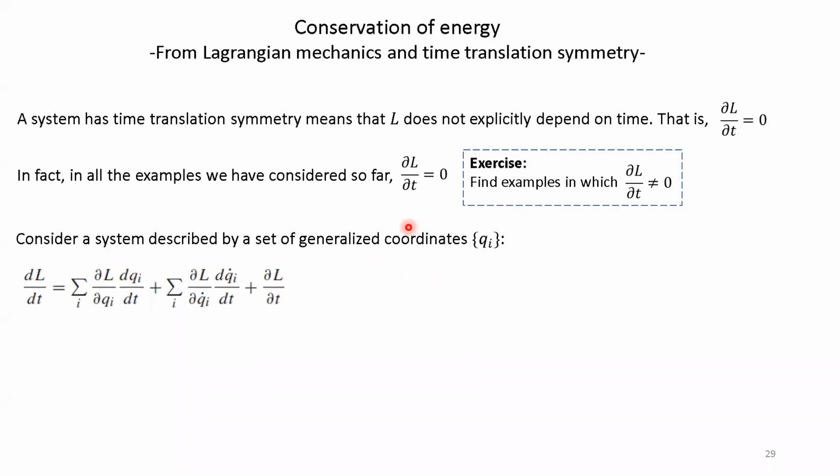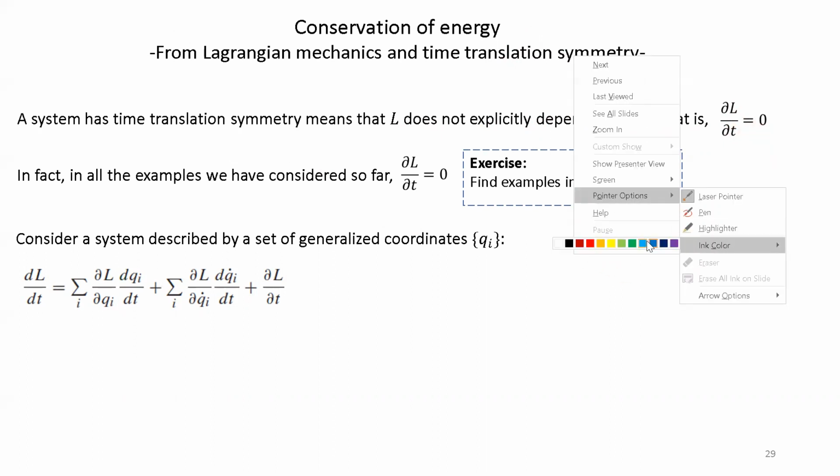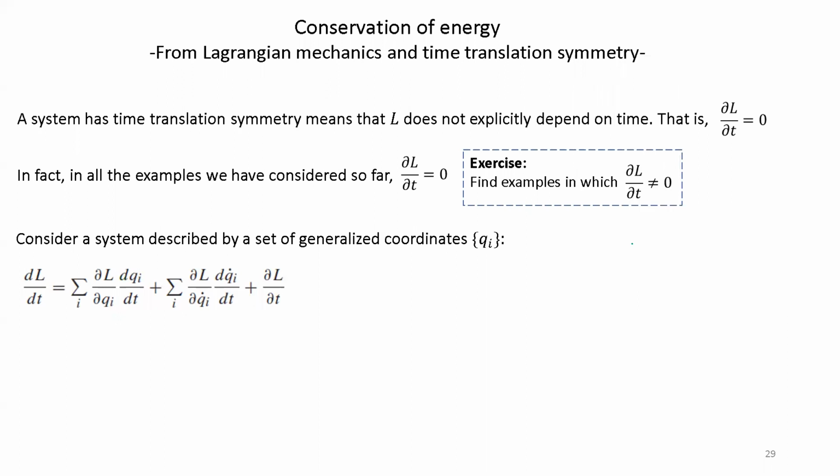Now, in the Lagrangian formulation, I told you something known as the time translational symmetry. But what do I really mean by that? Mathematically, it means that L does not explicitly depend on time, that is, partial L partial t is 0. In fact, in all the examples that we have encountered, partial L partial t is always 0.